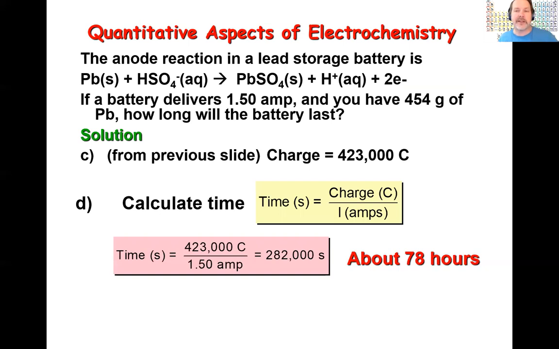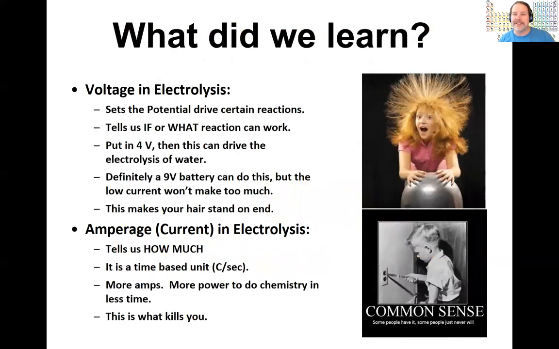And so what have we learned about electrolysis here? Well, voltage sets the reaction that you can do. Kind of like this young lady, you get enough voltage, boom, you can make your hair stand up. And I'm sure that's what's happening when you do these electrolysis questions. All right, so 4 volts, if you have enough, you could drive the electrolysis of water. Okay, you can do that. The voltage sets what you can do, that gives you enough energy. So if you have a 9-volt battery, boom, you have enough voltage there.